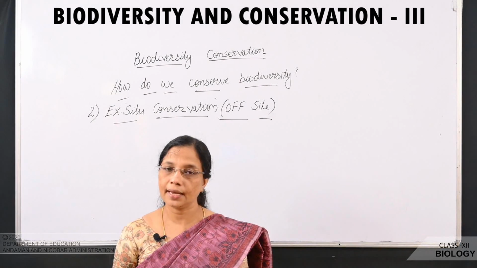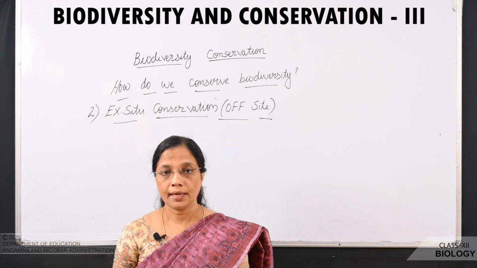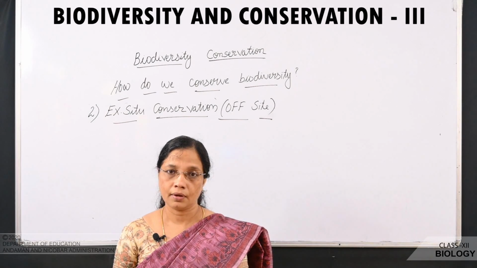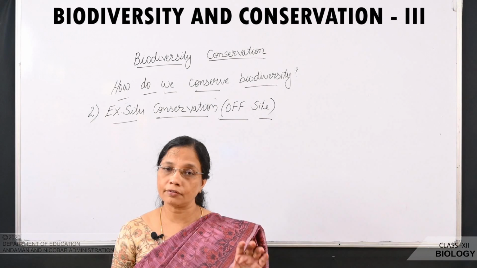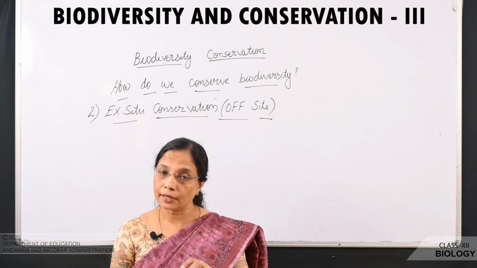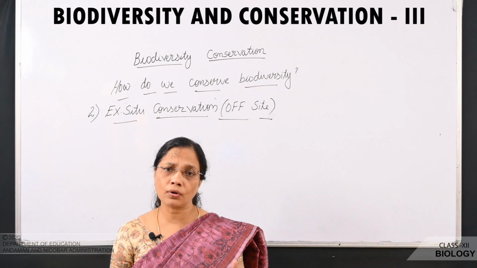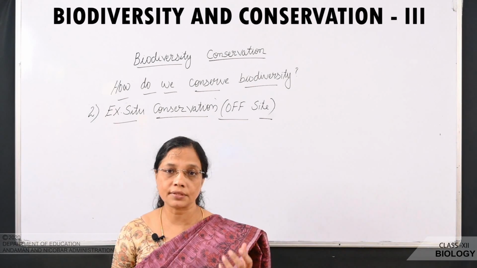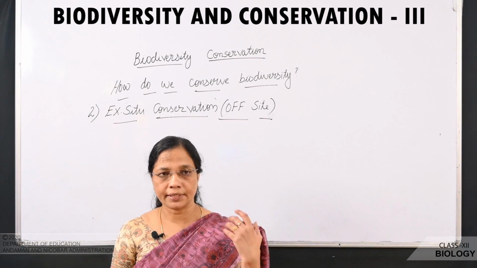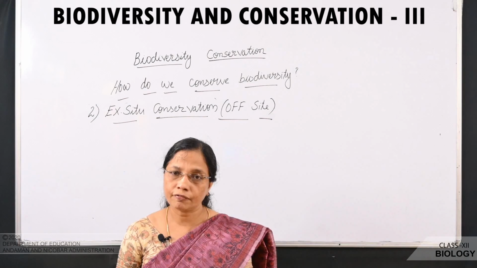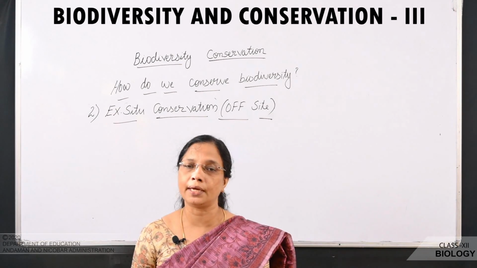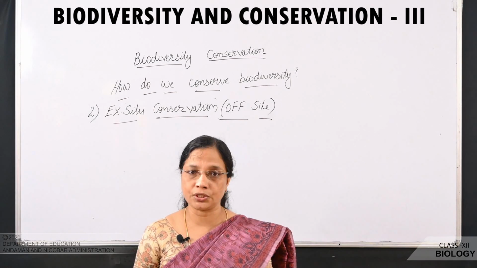Next we will see ex situ conservation. Ex situ conservation is also known as off-site conservation, where the species are taken from their natural habitat and conserved in an enclosure by providing all the conditions which are similar to that of the nature. Suppose we take the example of tiger. If we want to conserve tigers, suppose these tigers are said to be an endangered species.